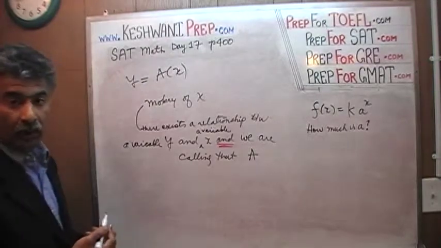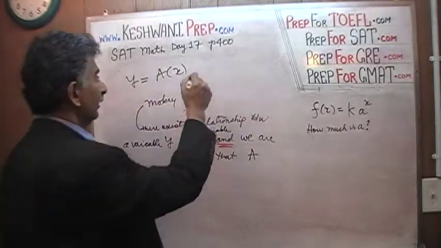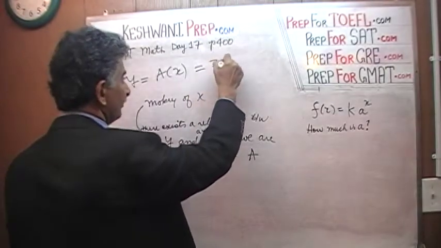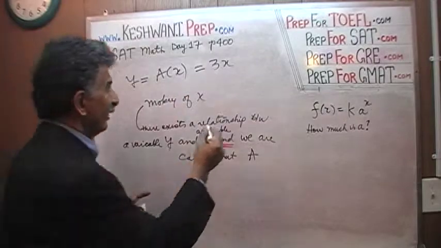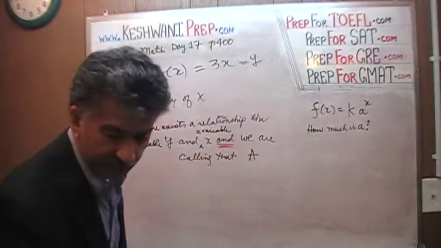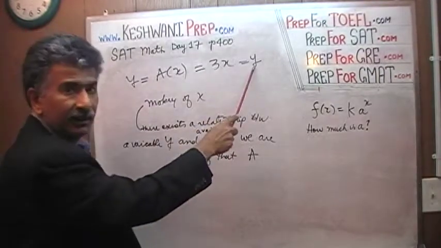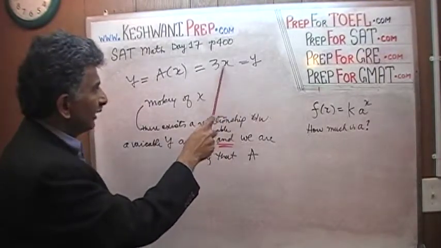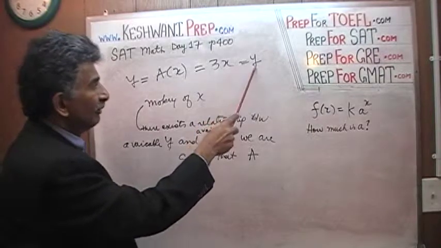Now I'm going to go on and tell you exactly what the relationship is. Let's pretend that the relationship is 3x. So y equals 3x. That's the relationship. Now what does that tell us? It tells us that when x is 1, y is going to be 3. When x is 2, 3 times 2 is 6, so y is going to be 6. When x is 3, y is going to be 9.